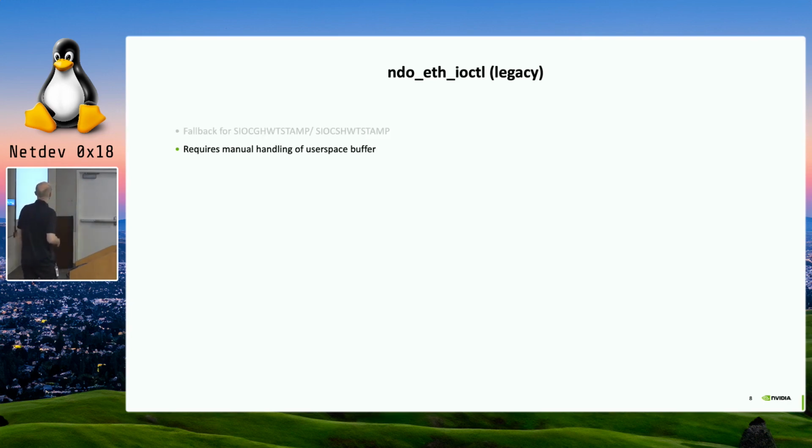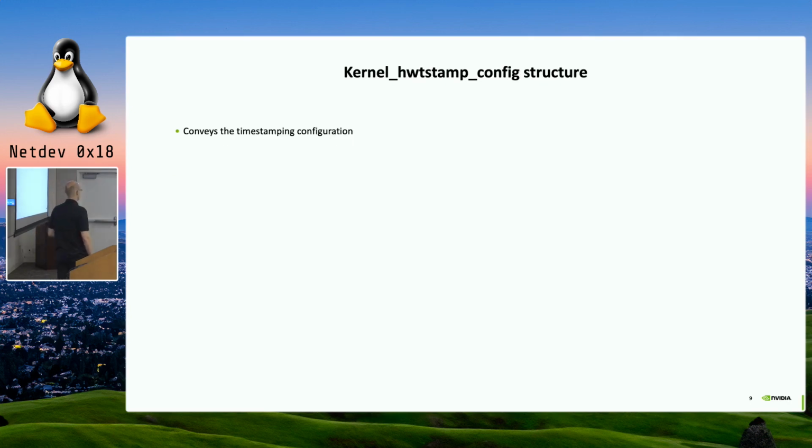So the problem with this is, it requires manual handling of the buffer. So we need to copy it from the user and then back to the user. And this is one entry for both flags. So both get and set actually land in the same IO call, and you need to resolve it there, and you need to generate more calls for the same functionality. So the whole configuration is conveyed in the hardware timestamp config structure.